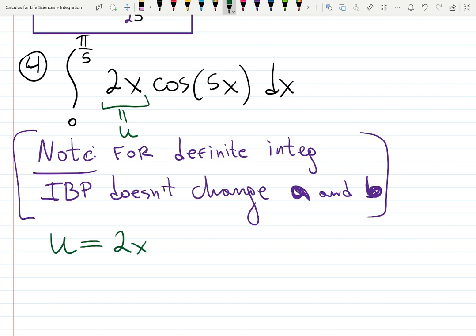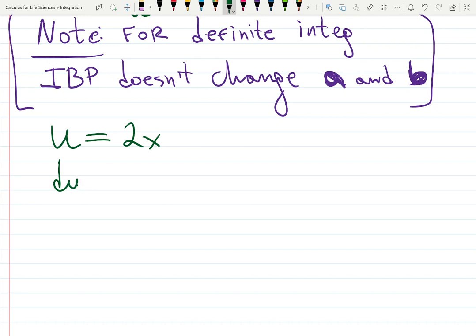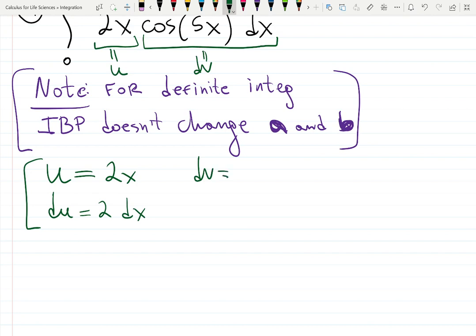If U is 2x, you immediately differentiate it. du will be 2 dx. Everything else doesn't have a choice, it will be dv. dv is this whole tail. dv is cosine 5x dx. Help me to integrate cosine 5x.